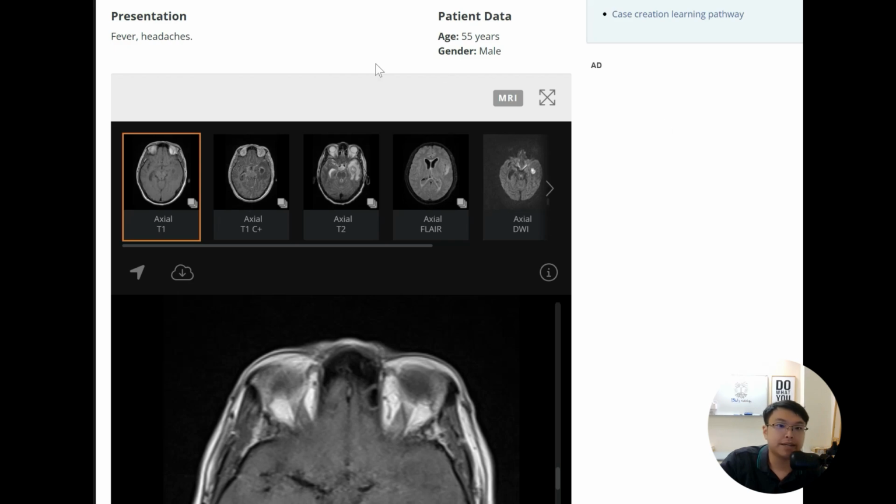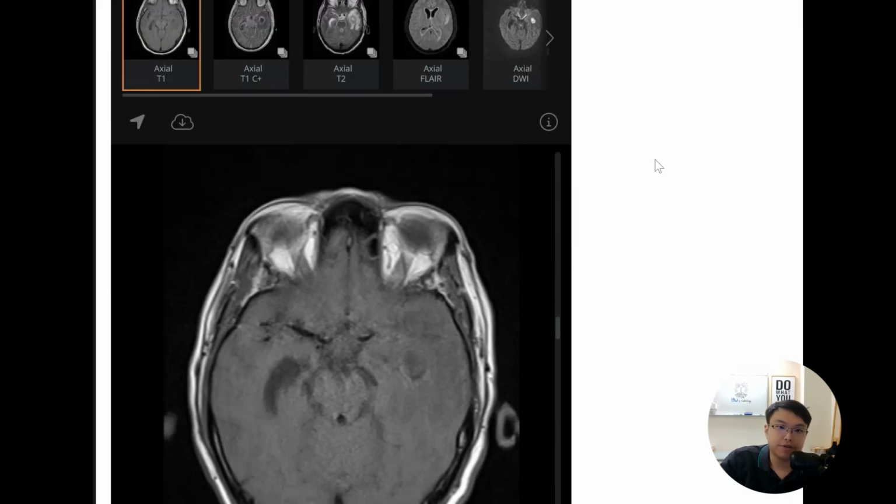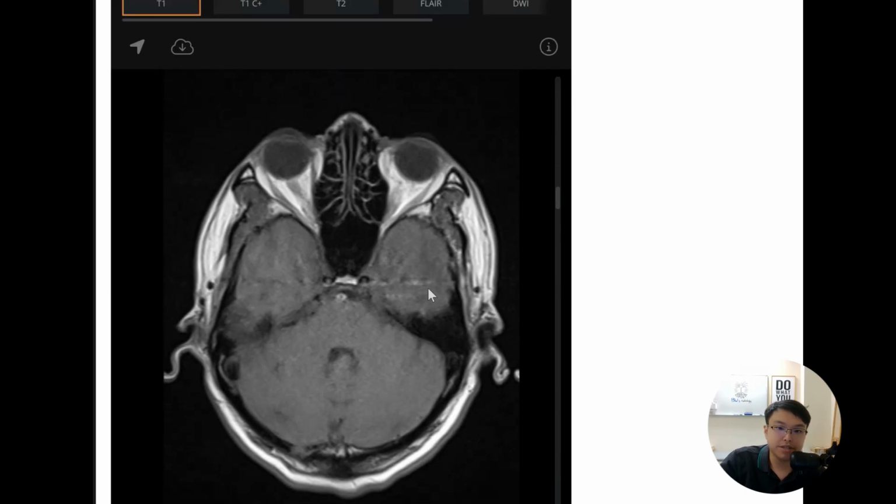Okay, welcome back. Today we are going to take a look at this case, which is an MRI brain with contrast, as you can see, which is done for a 55 years old male patient presented with fever and also headache. So we can take a look first at the T1 weighted images.